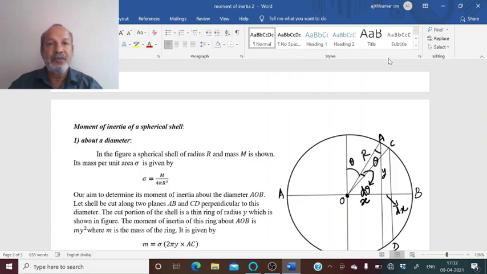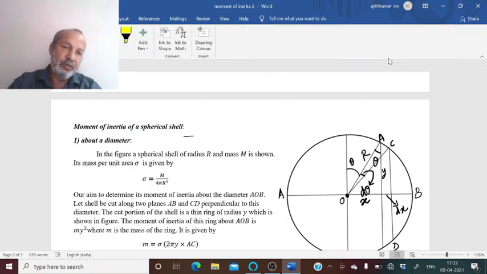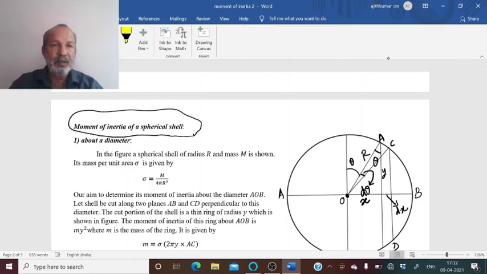In this class I will teach you how to derive the formula for moment of inertia of a spherical shell. A spherical shell is different from a solid sphere. In the case of a shell, the entire mass will be distributed over the surface of the sphere only. Inside it is fully hollow. The entire mass is distributed over the surface, which will be very thin, just like the shell of an egg. And we will calculate the moment of inertia about a diameter.